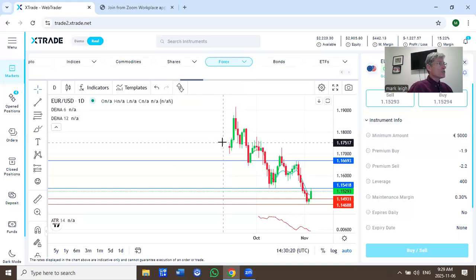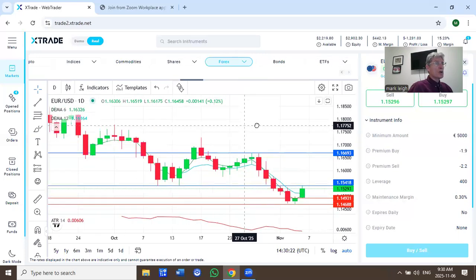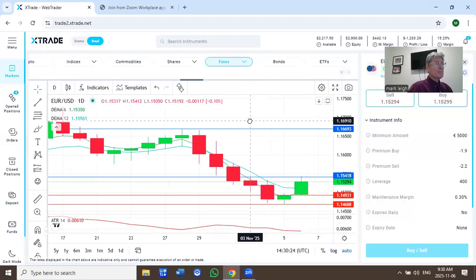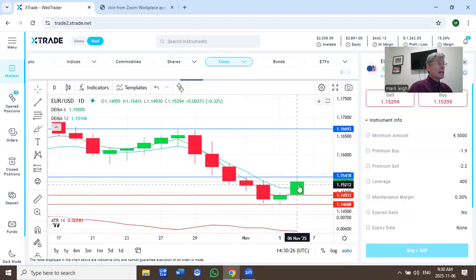The first major being the Euro US dollar. There you see a green candlestick, buying euro, selling US dollar. So weak US dollar through the Asian and European sessions going into the US session. I've got support at 114.93. I've got resistance at 115.41.